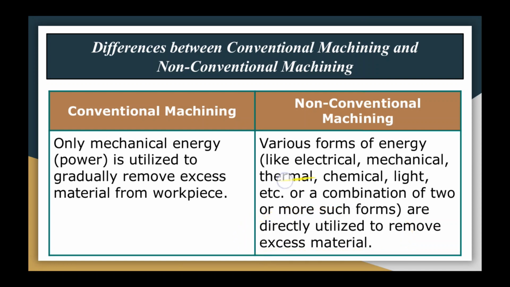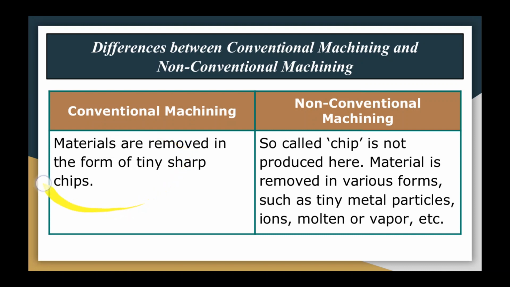Then the second point about conventional machining is that materials are removed in the form of tiny, sharp chips only. But in non-conventional machining, chips are not produced.